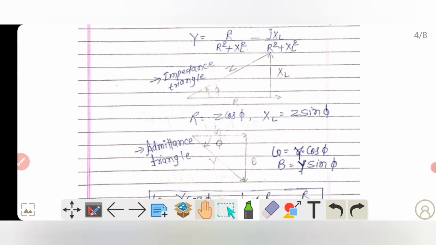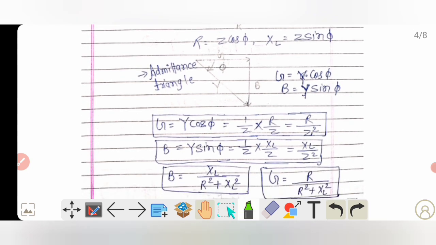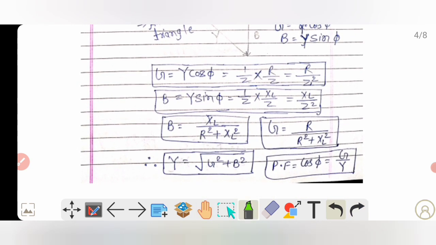Now my dear friends, from this admittance triangle, if you want to find the value of G, then that will be equal to Y cos phi, and if you want to calculate the value of B, then it will be equal to Y sin phi. Now as we move further, as you can see here, G, the conductance, is equal to Y into cos phi, and cos phi from the admittance triangle will be equal to R by Z.